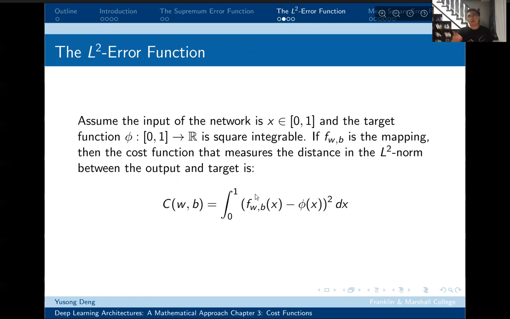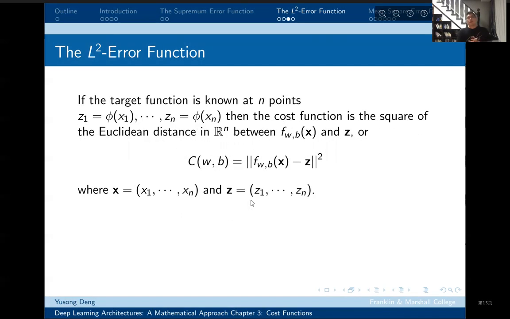Your output is from the target. Is it really far? Is it really close? Or is it just okay? All right. And in practice, we can't know every point. We can't know infinitely many points.